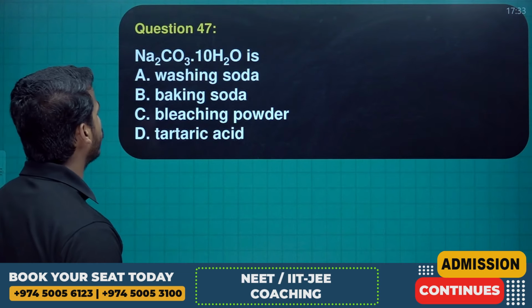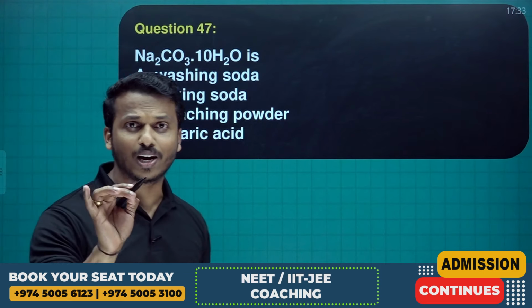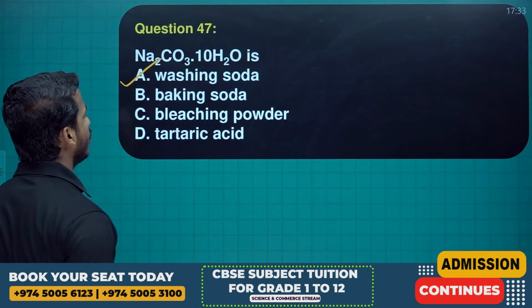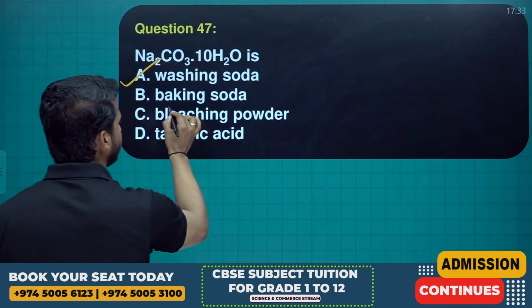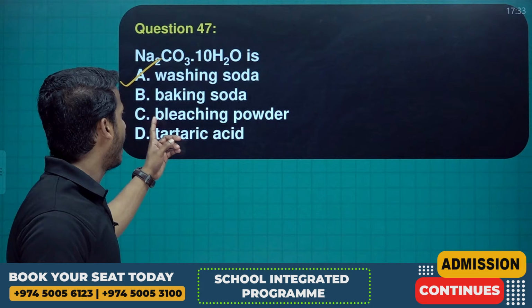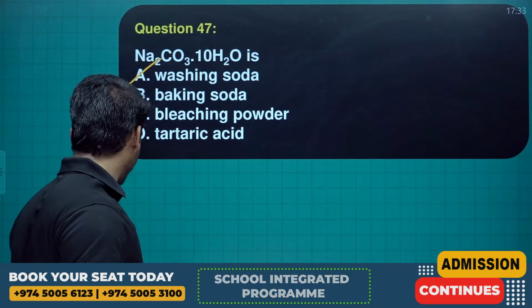Now, what is Na2CO3 10H2O called? Washing soda. Washing soda, baking soda. What is baking soda, my dear student? Baking soda is NaHCO3, and the bleaching powder, which one? CaOCl2.